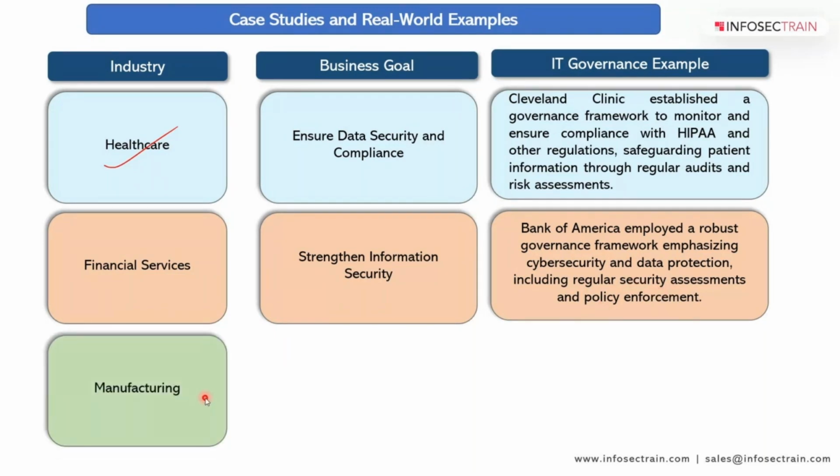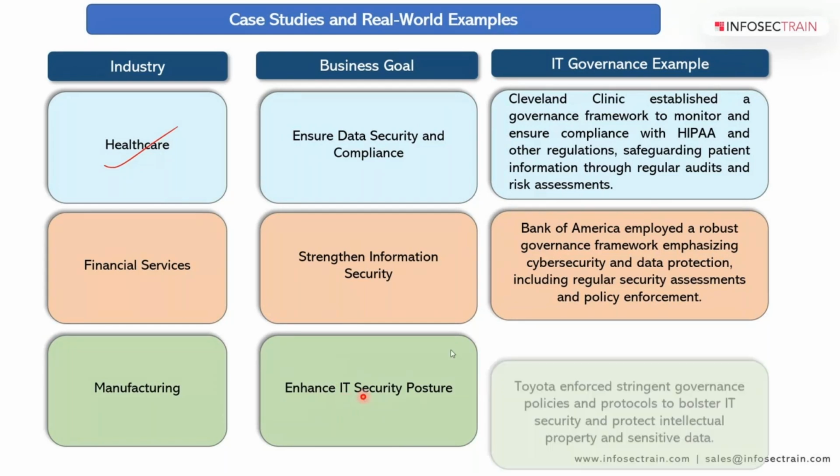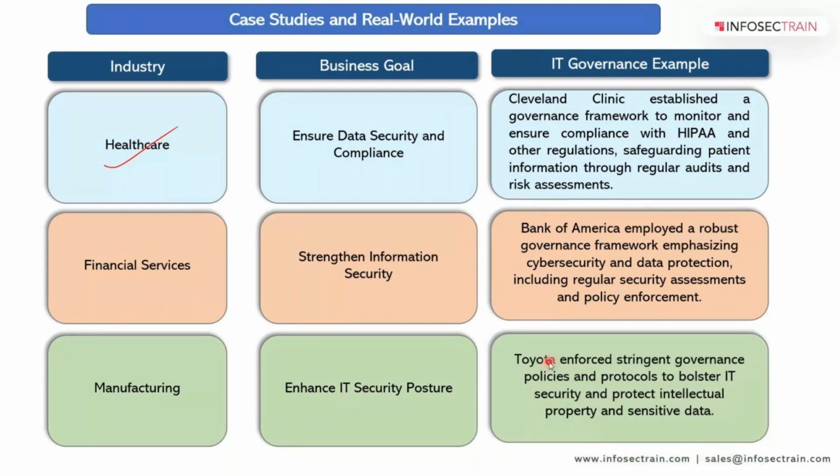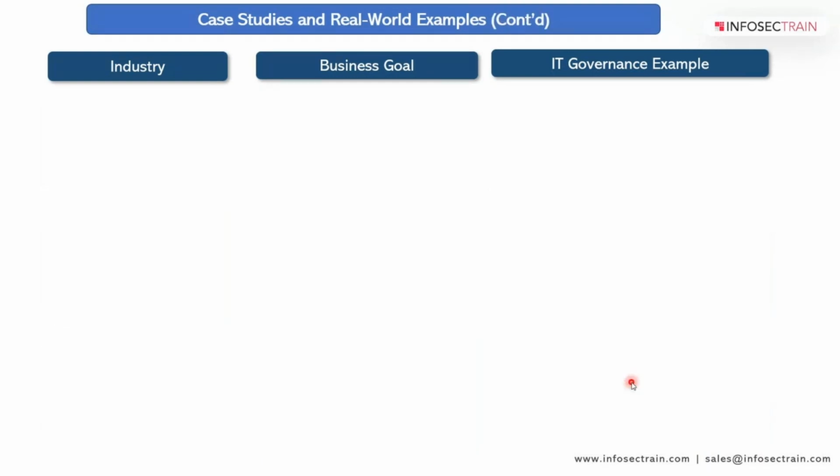The third industry we will take as a case study is manufacturing. The business goal of manufacturing industries: enhance IT security posture. A live example is Toyota. Everyone knows what Toyota is, a car manufacturing company. Toyota enforced stringent governance policies and protocols to boost IT security and protect intellectual property and sensitive data. Let's continue with some more case studies.